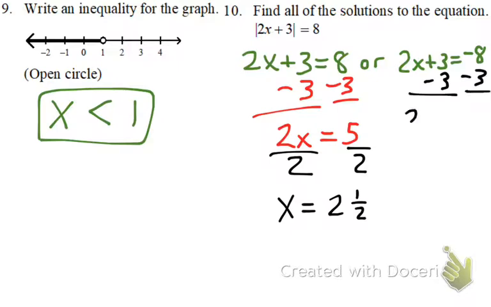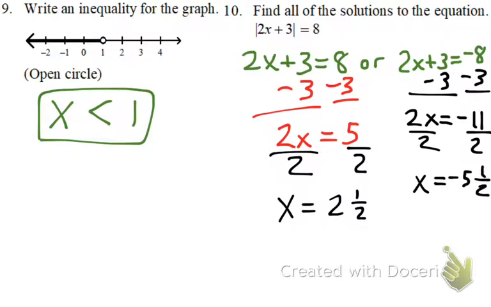Subtract 3 from each side, you get 2x equals negative 11. Divide by 2, and you get x equal to negative 5.5, or negative 11 halves if you prefer.